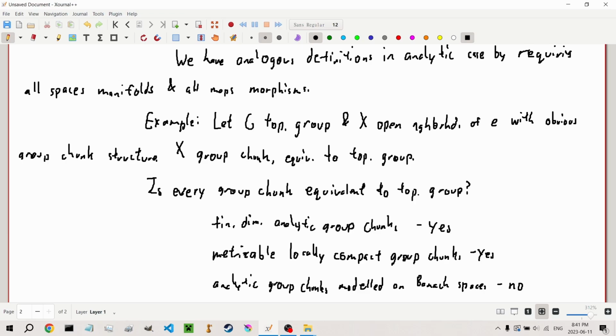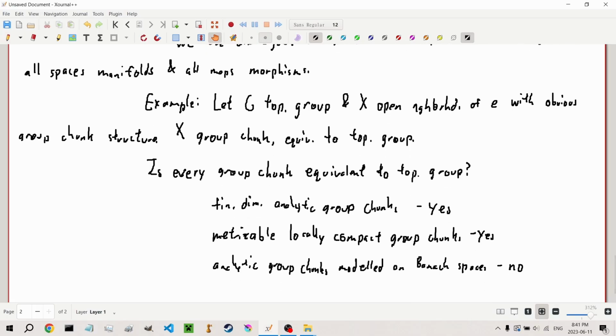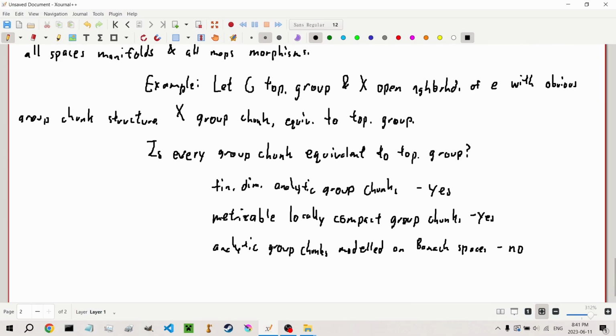Alright. Let's do one more section for the day. This is going to be on prolongation of subgroup chunks.